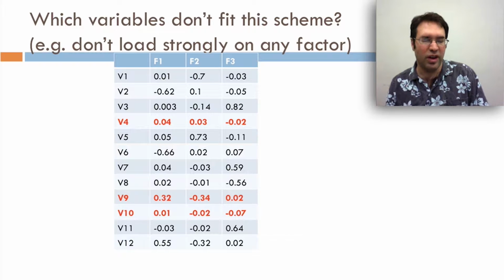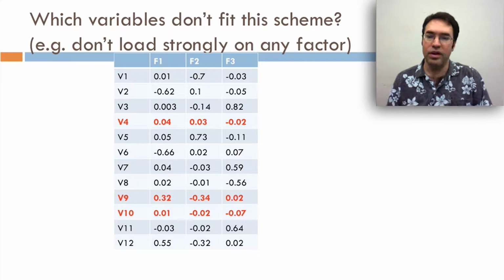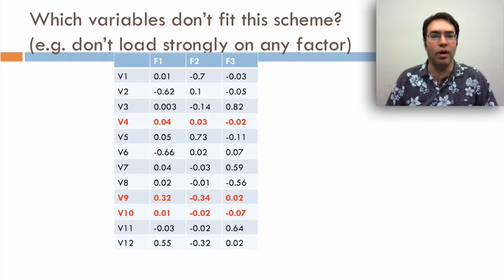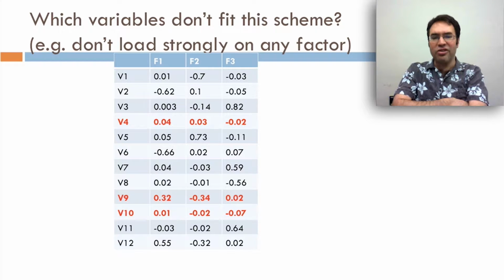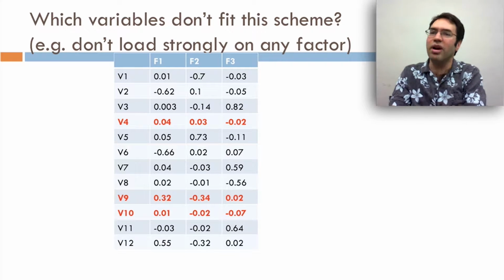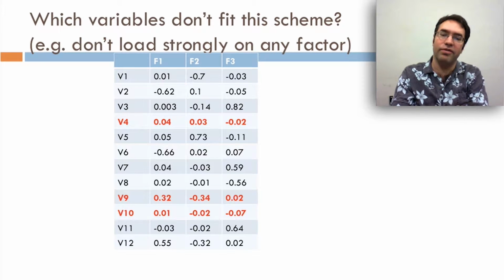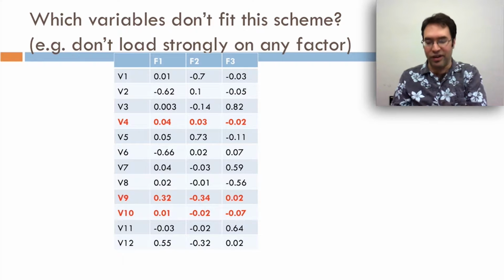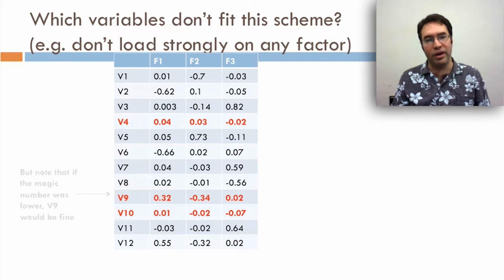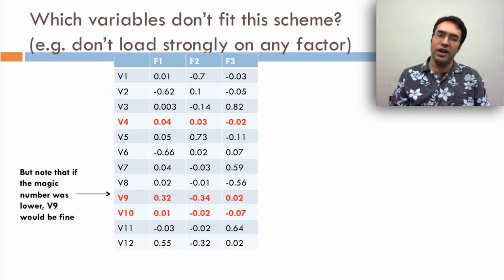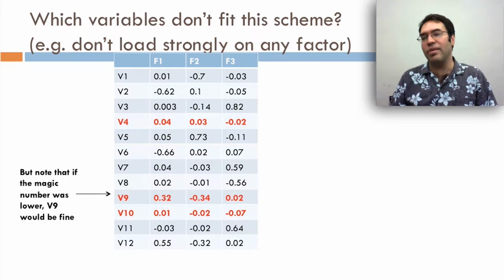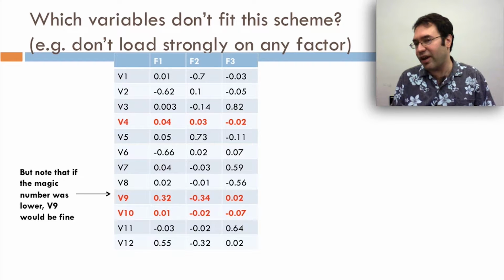You can see that we have V4, which has 0.04, 0.03, and negative 0.02, not good on any factor, and V10, 0.01, negative 0.02, and negative 0.07. What about V9? That's kind of a weird one, right? It actually has two reasonably strong loadings. It's much weaker than any of the other ones in those two factors, and it's below that magic negative 0.4 or 0.4. But it's hard really to say that this completely doesn't fit. It kind of seems to fit two of them. It's halfway in between. If the magic number is lower, V9 would be fine. So what do we want to think about V9? In fact, V9 seems to load on two factors to a moderate degree. Probably means it's actually an item that isn't really quite right for this factor scheme.